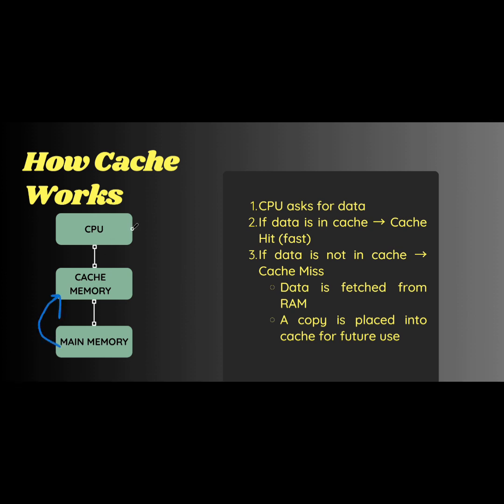If the CPU wants some data or instruction, it asks the cache memory. If the cache memory has the data, it gives it to the CPU. If the cache memory does not have the data or instruction required by the CPU, then the cache memory again asks the main memory, and it stores a copy of that instruction or data for future use.